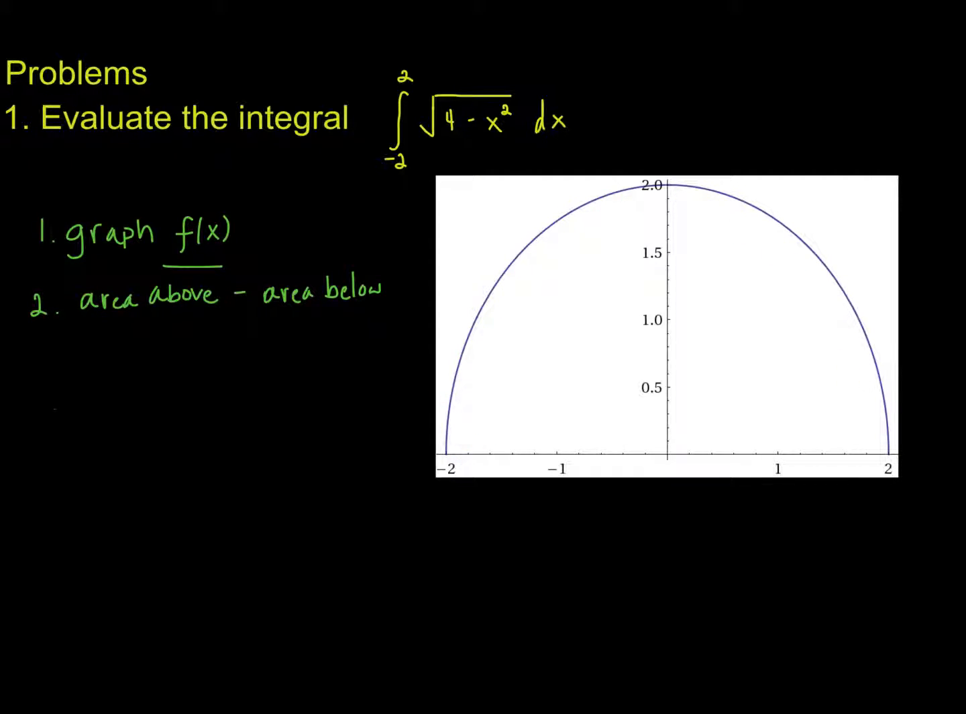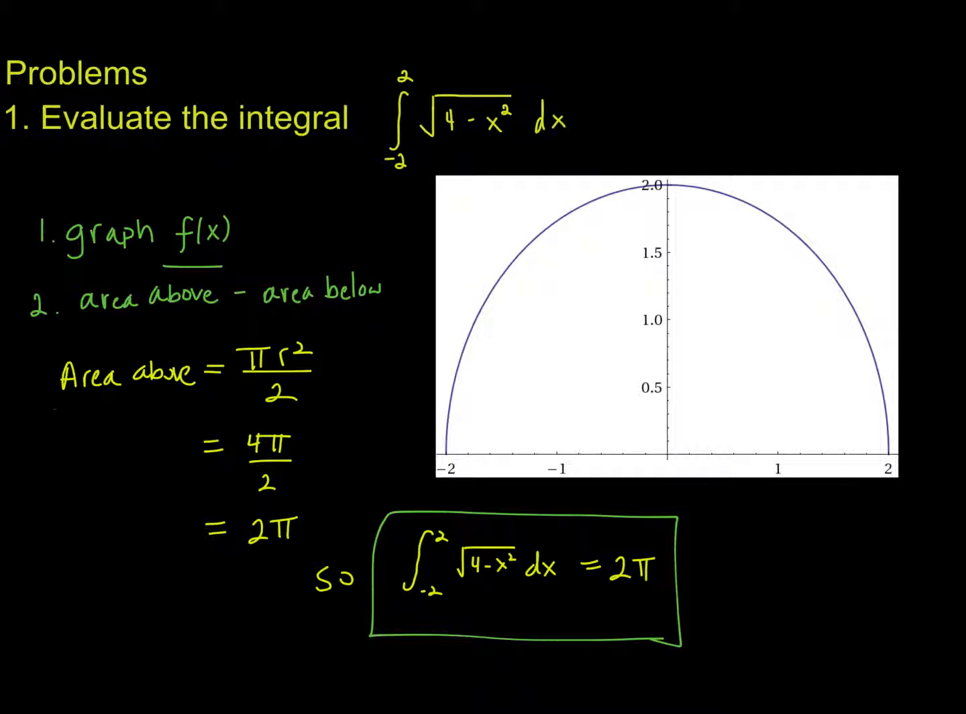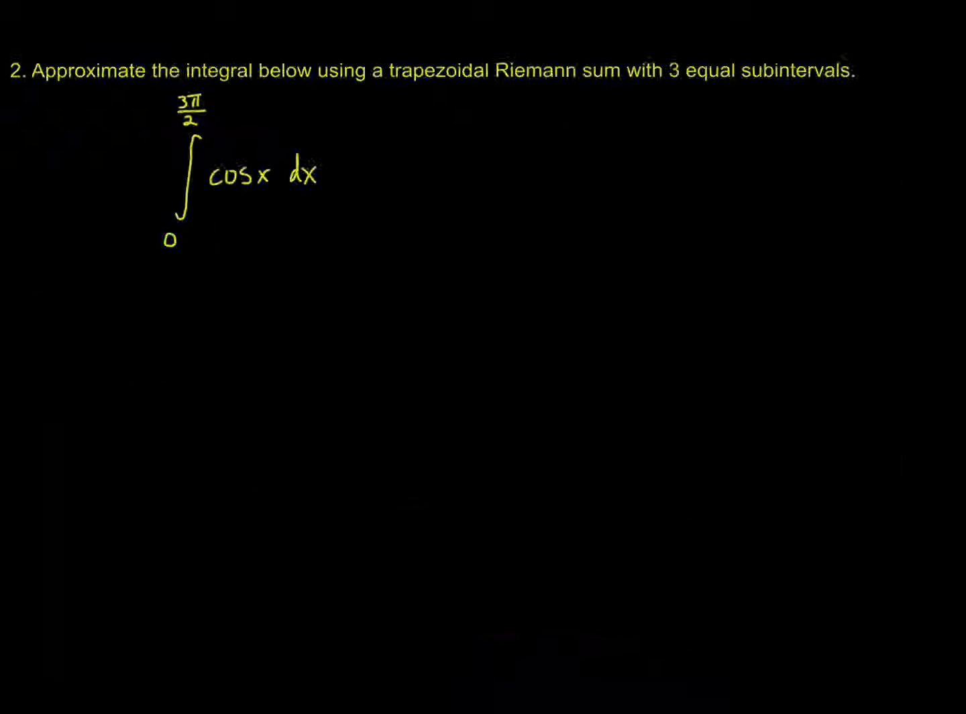It's always positive. And since it's a semicircle, we can compute the exact area using the area for a circle and dividing by 2. And there you have it. The area of a circle divided by 2. The radius is 2. So I have 4 pi divided by 2, which is 2 pi. And therefore, the integral from -2 to 2 of square root of 4 minus x squared dx is equal to 2 pi. Let's try another one.